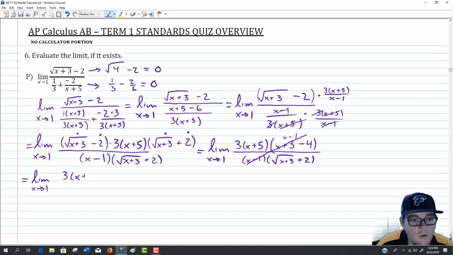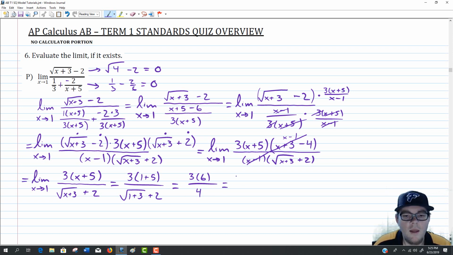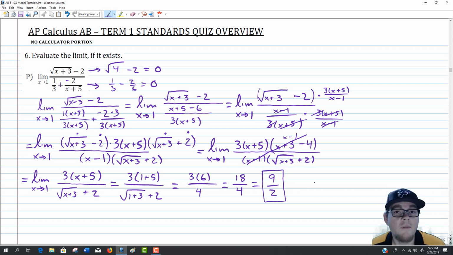So on here, we're going to be left with 3 times x plus 5 over the square root of x plus 3 plus 2. When we look at this, we no longer have any zeros that can be created by evaluating it at 1. So I'm going to just go ahead and direct substitute. We'll have 3 times 1 plus 5 over the square root of 1 plus 3 plus 2. Looking at our ingredients, we'll have 3 times 6 over 2 plus 2, which is 4. 18 over 4 is our value. That could be our final answer, but of course we can simplify that just a little bit further. So we will. We get 4.5, also known as 9 over 2, as our final limit value.